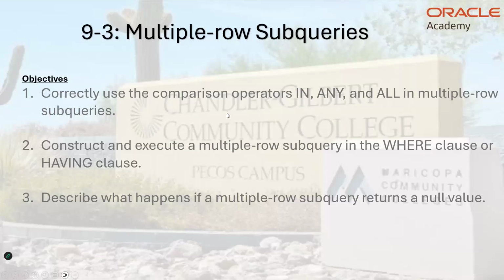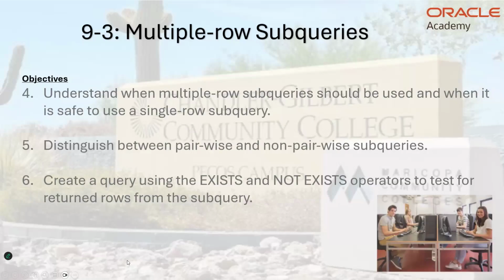So anyway, on to multiple row or multi-row subqueries. Correctly use the comparison operators IN, ANY, and ALL. And yes, we've seen these before and you've probably forgotten, but I'm pretty sure we have. But anyway, you'll see how they work. Construct and execute a multiple row subquery in the where clause or having clause. Describe what happens if a multiple row or multi-row subquery returns a null value. And you can probably guess that. Understand when multiple row subqueries should be used, and when it's safe to use a single row subquery.